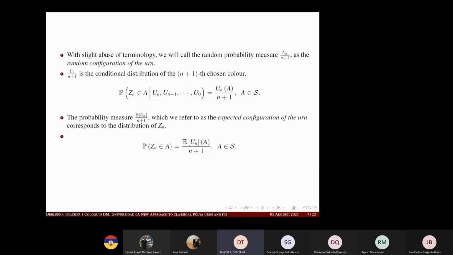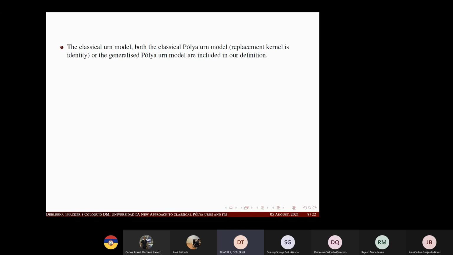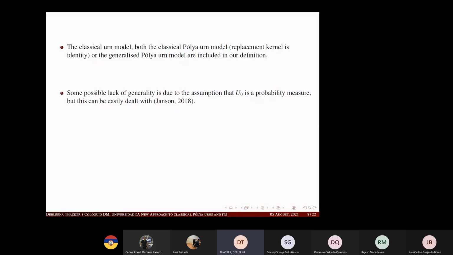So basically what we are saying is that studying Un is the same as studying Un by n plus 1, which is the same as studying Zn. So let's first see, do we lose something by defining the infinite color urn model in this fashion? The answer is no. For the finite color model also, we have basically copied the finite color model verbatim. So we are covering all possible cases, even the classical Pólya urn case.